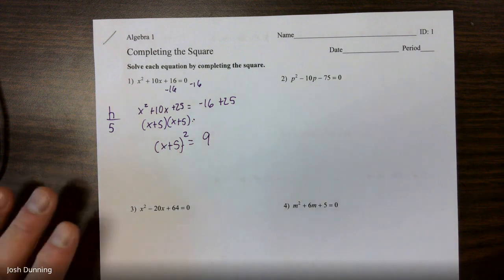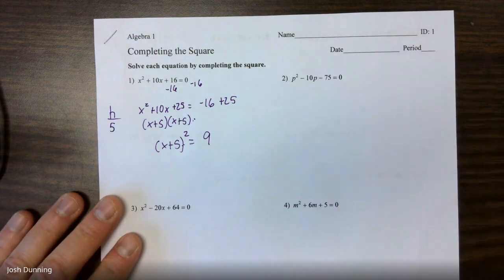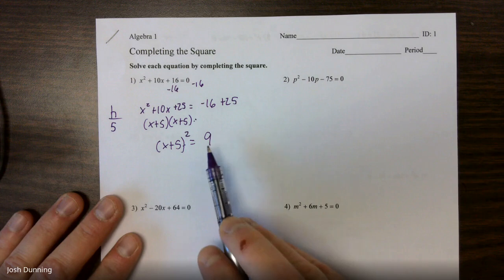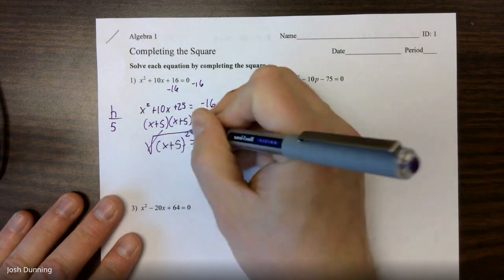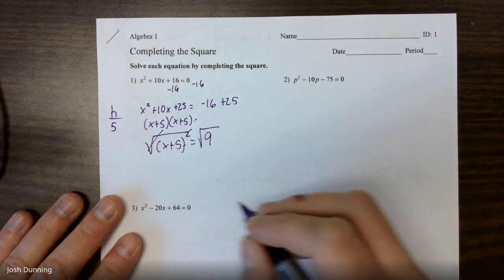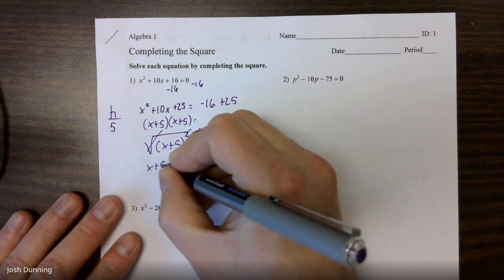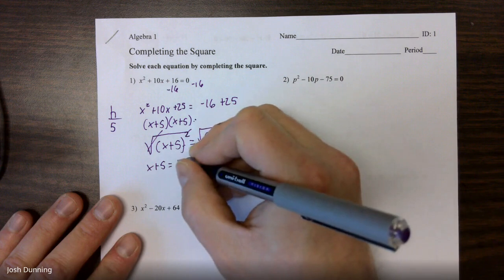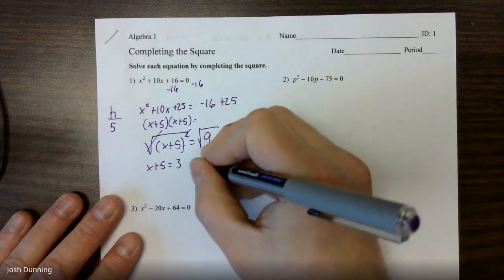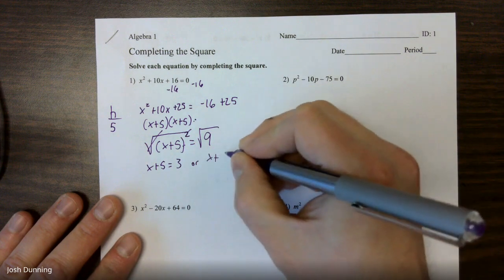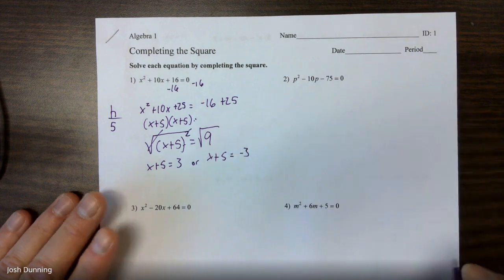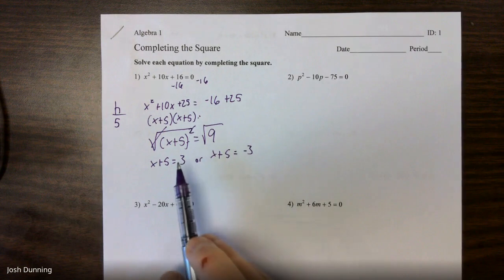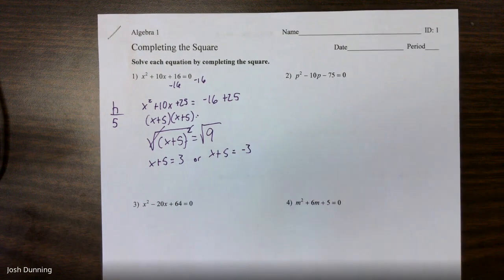Now, the whole point of this whole left side is a perfect square. So we can just take the square root. All that does is cancel the square out. X plus 5 comes out, and then the square root of 9 is 3. Now, there's also negative 3 times negative 3 is 9. So that's another square root. So you got to remember, there's a positive and a negative square root. That's where you get two answers from doing this method.